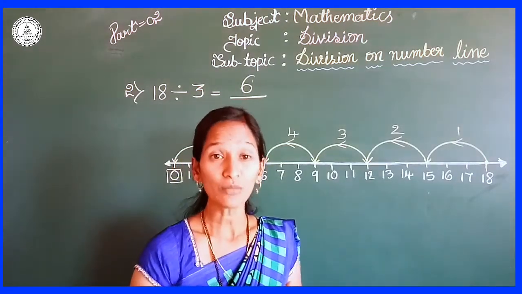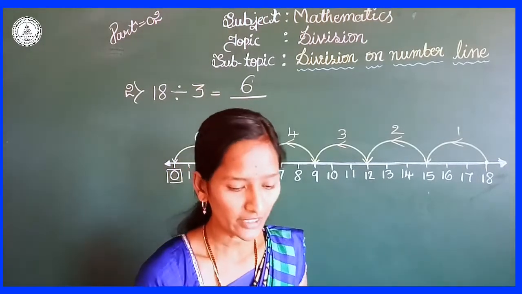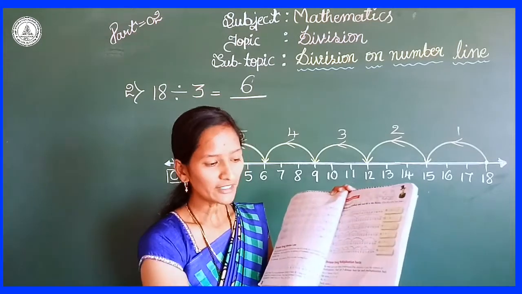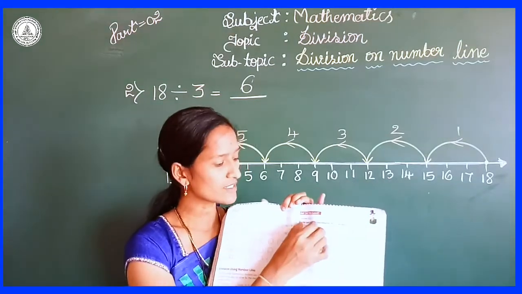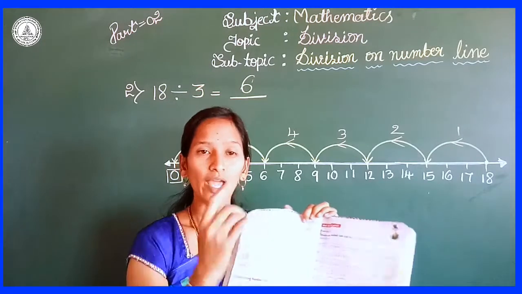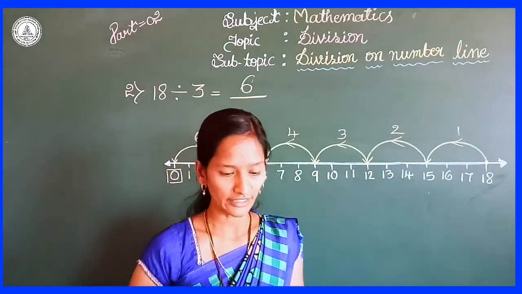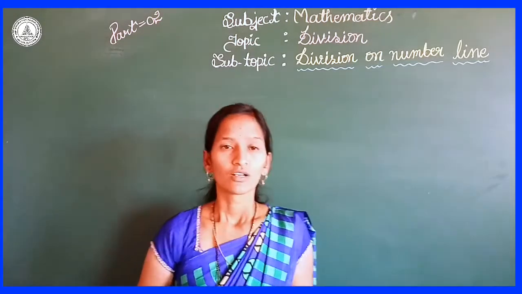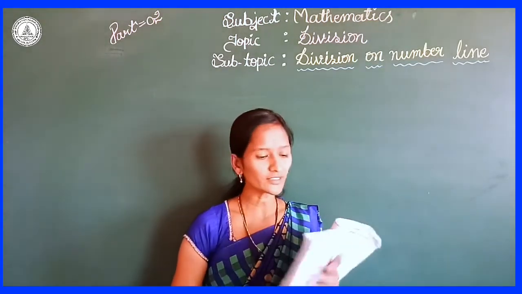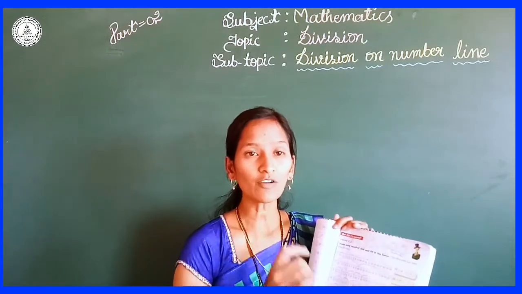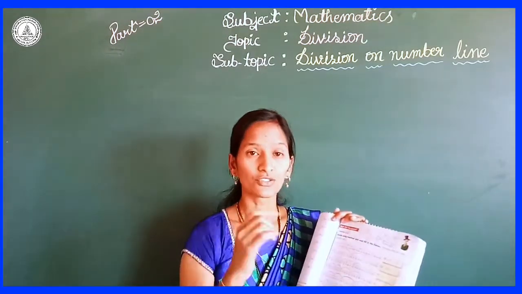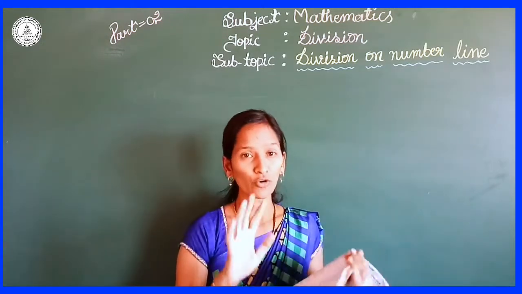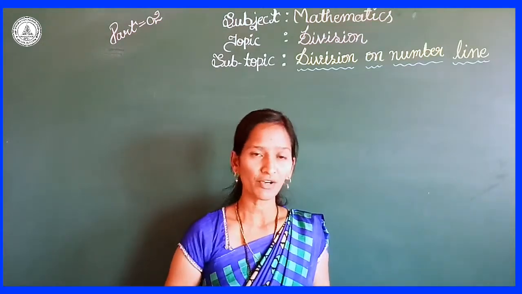So now I will move to the textbook activity. So see here, in your textbook, in page number 103, here is exercise number 3.3. So I am reading the headline. All of you listen here. Divide using number line and fill in the boxes. So students, in exercise number 3.3, the total number of questions are 6. So now in this class, I will show 2 problems. The remaining 4 problems you have to solve at home.